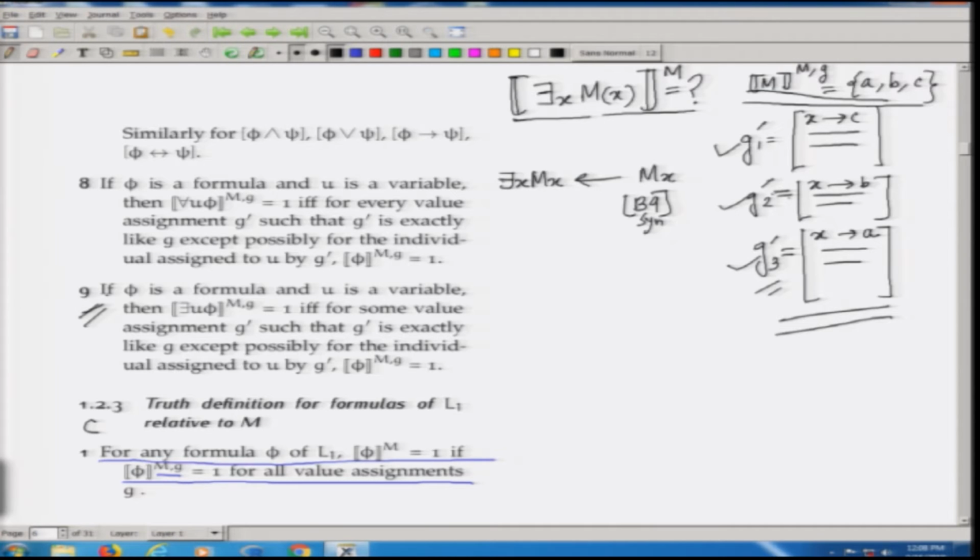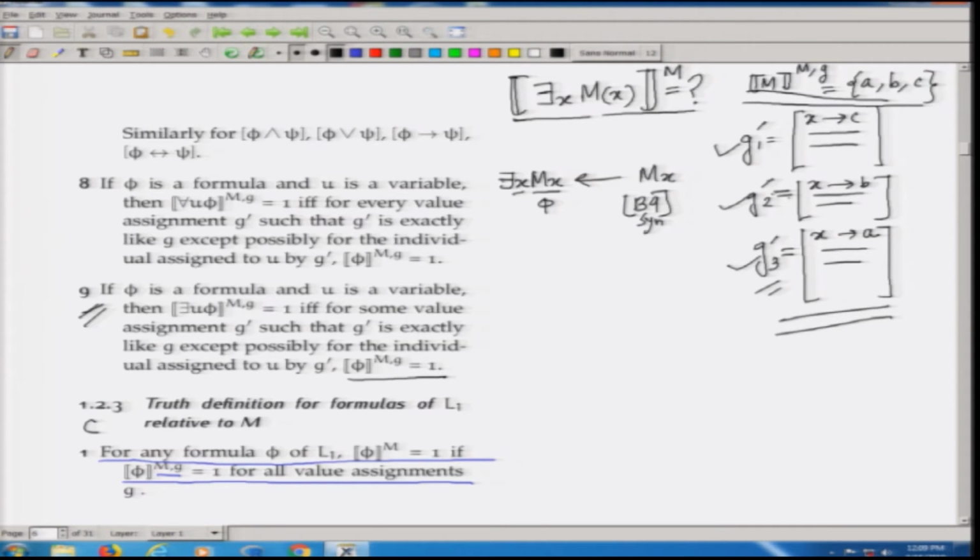If phi is a formula and u is a variable, so phi is our mx and u is our x, then the denotation of sum u phi with respect to m and g is 1 if and only if for some value assignment g prime such that, and so on, you know what it is. The most important point is that the denotation of phi with respect to m and g prime is 1. So we have to look for at least one value of x for which mx is true.